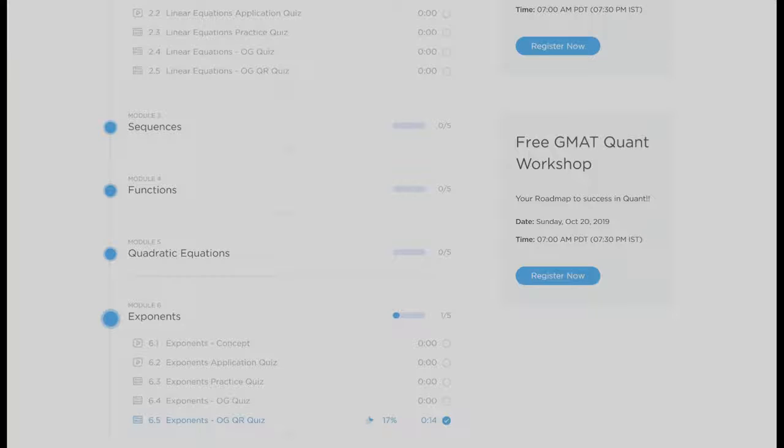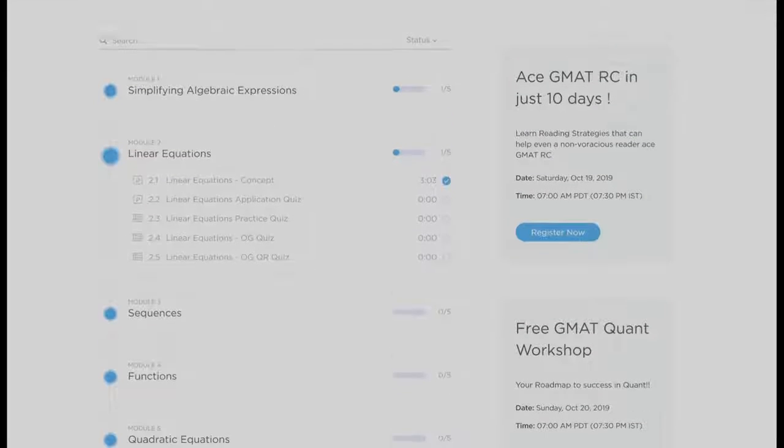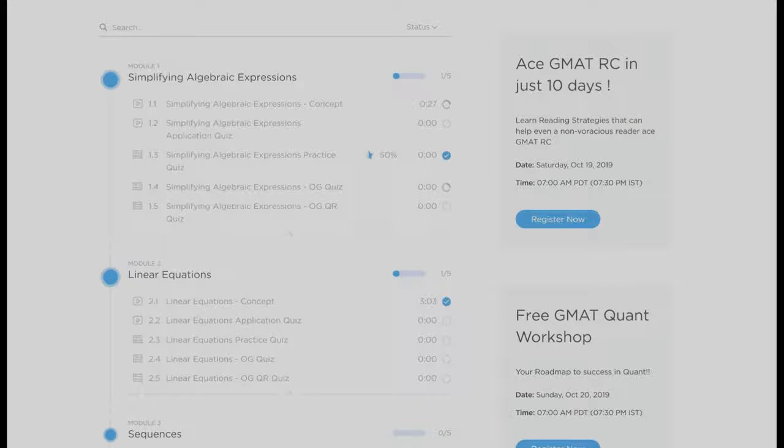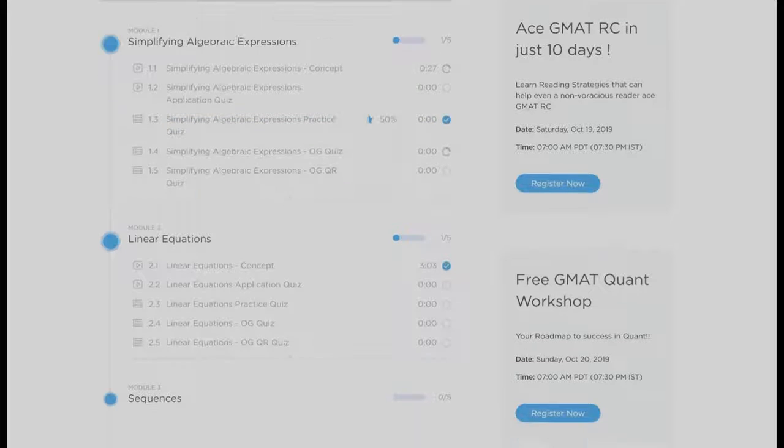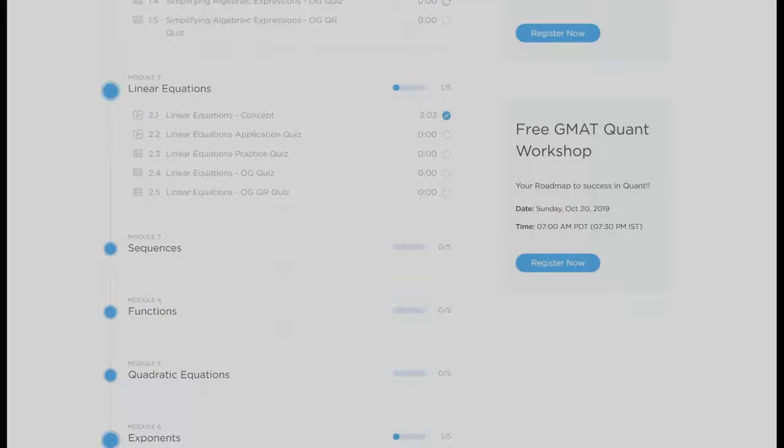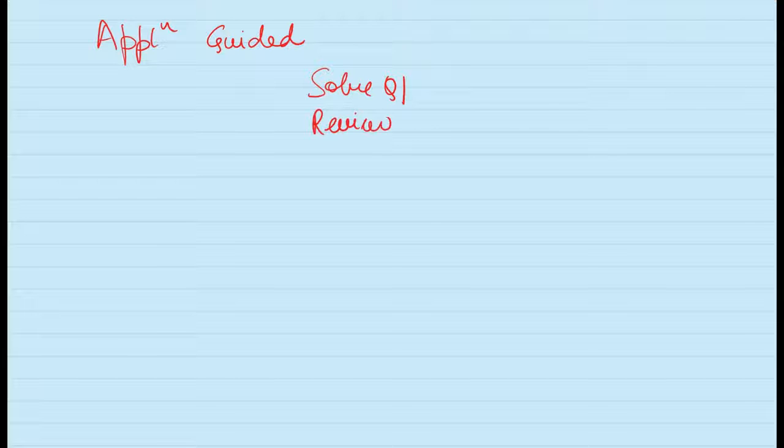For this, you need to solve the application files and practice files in your course, which means that for every module in algebra, you solve the application file 1.2 and then the 1.3 practice quiz. Likewise, in module 2, you solve 2.2 and 2.3. Think about an application file as a guided exercise in which you first solve question number 1 and then you review the solution of this question in detail.